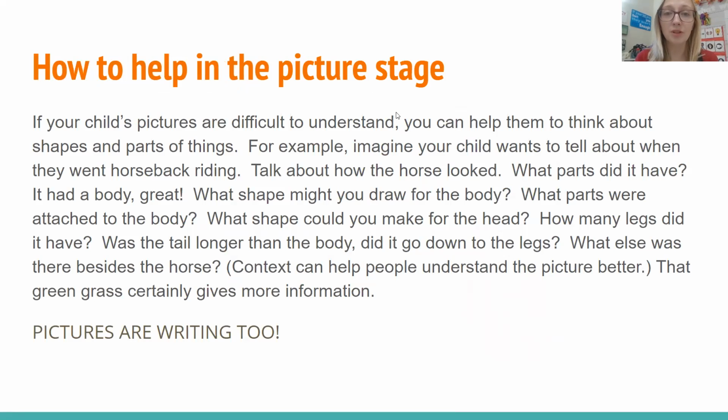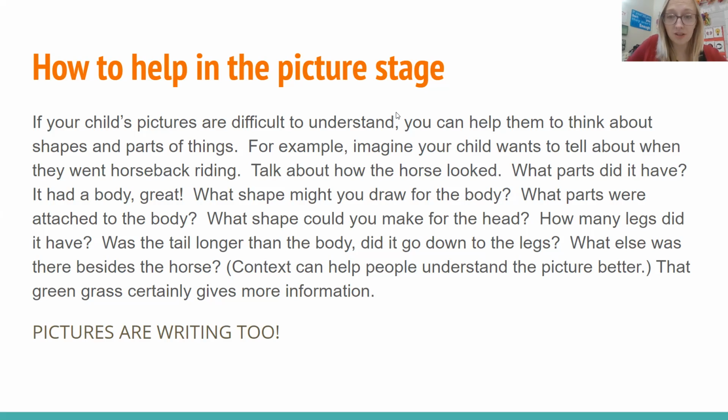So how to help if your child is still in the picture stage, if they are just drawing pictures and they're not doing any writing of letters or scribbles yet. If your child's pictures are difficult to understand, you can help them to think about shapes and parts of things. For example, imagine your child wants to tell about when they went horseback riding. Talk about how a horse looked. What parts did it have? It had a body, great. What shape might you draw for a body? What parts are attached to a body? What shape could you make for a head? How many legs does it have?